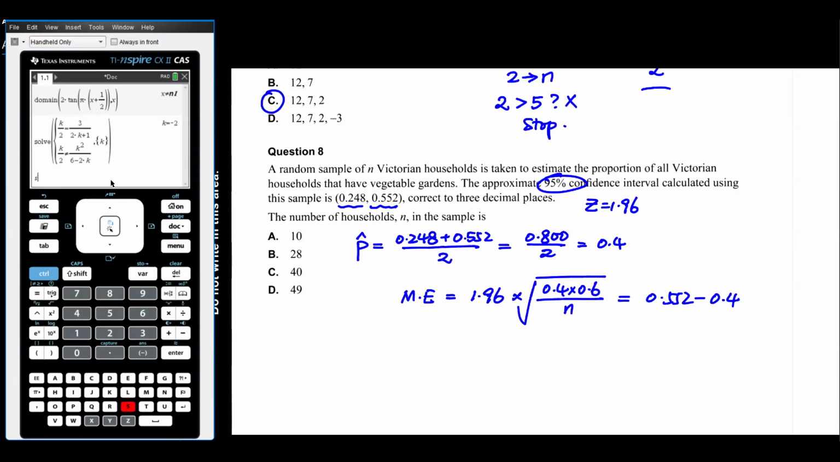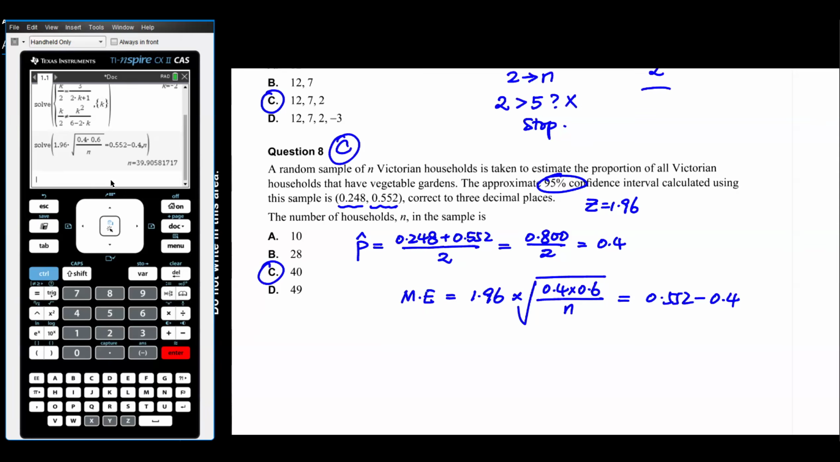So you can just do, let's say, solve button, 1.96 times square root of 0.4 times 0.6 divided by n equals 0.552 minus 0.4, comma n. And you get 39.9. Well, honestly speaking, the closest answer is 40.